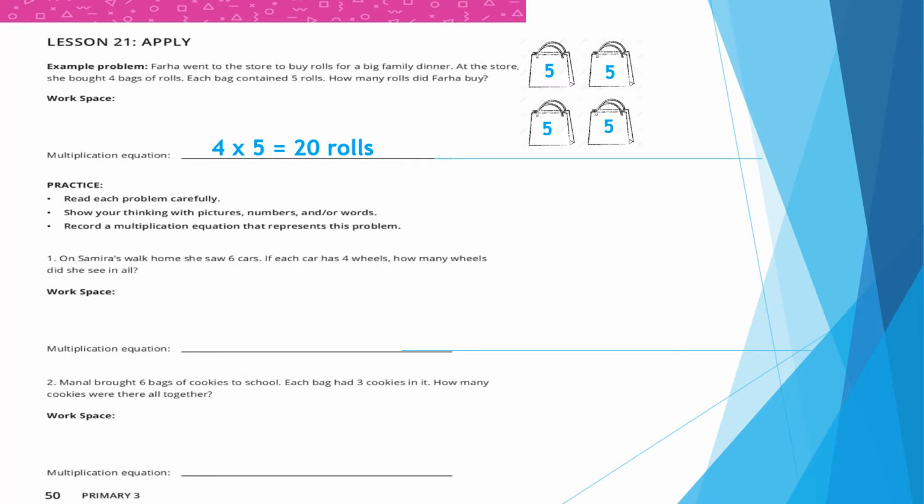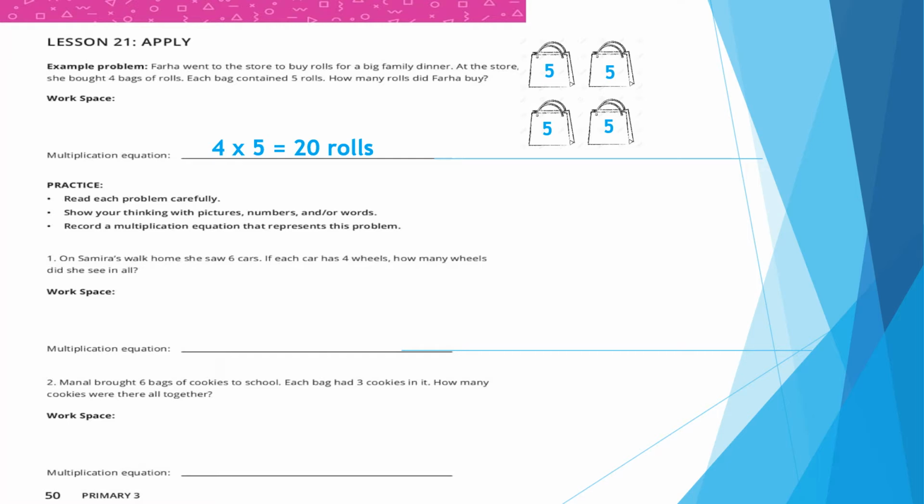20 rolls. Let's practice together. We will read the problem carefully and show our thinking using pictures and record the multiplication equation. The first story problem: on Samira's walk home, she saw 6 cars. If each car has 4 wheels, how many wheels did she see in all?